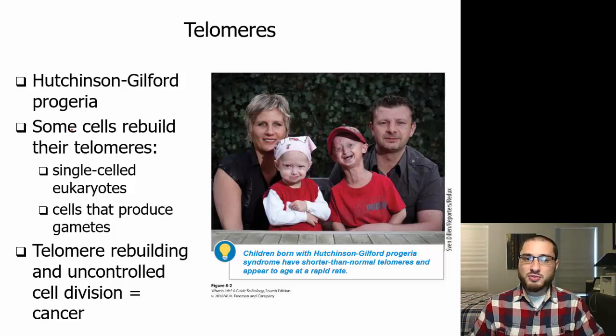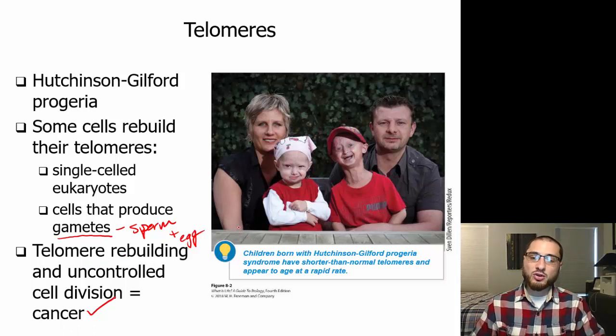So some cells rebuild their telomeres. You're going to have single-celled eukaryotes, gametes as well. All right, so sperm and egg are going to be able to rebuild their telomeres. But telomeres rebuilding and uncontrolled cell division, that can actually mean cancer. So it's not necessarily a good thing to rebuild your telomeres. As your cells get older and the telomeres get shorter and eventually they get so short that the cell dies, that isn't necessarily a bad thing.